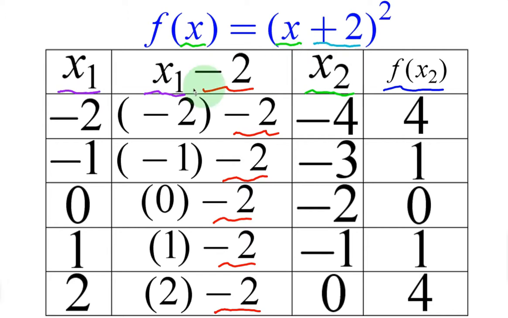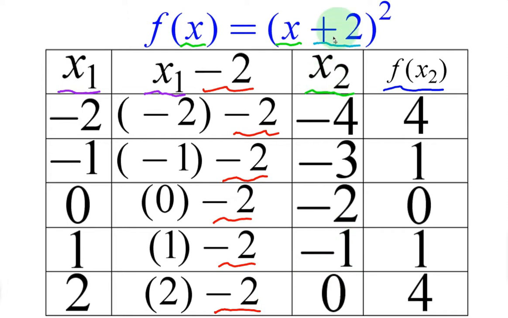So in order to do that, we can just subtract 2 from our original x values, and that's what we're getting at. So if we take negative 2 and subtract 2, we get negative 4 back. That will give us the x value that we need to ensure that we get the same y value back. In other words, negative 4 plus 2 is negative 2. Negative 2 squared is 4. Negative 1 minus 2 is negative 3. That gives us the x value we need to ensure we have the same y value. 0 minus 2 is negative 2, 1 minus 2 is negative 1, and 2 minus 2 is 0.